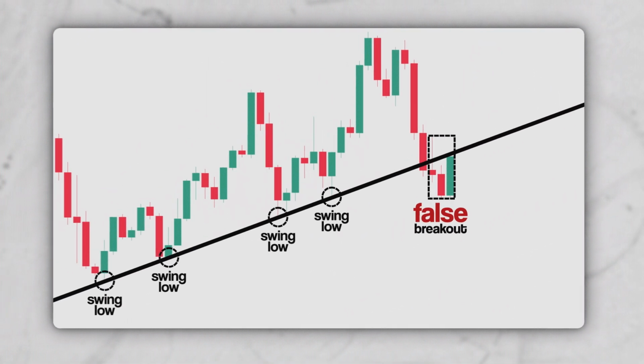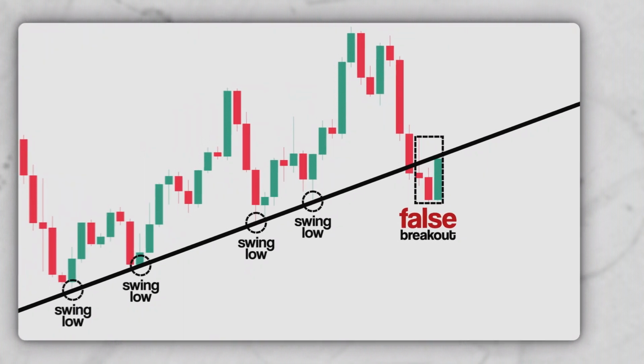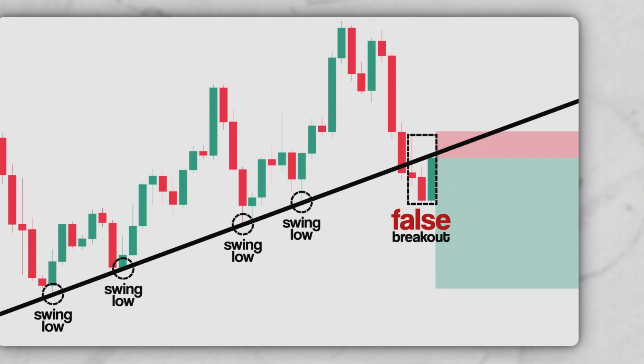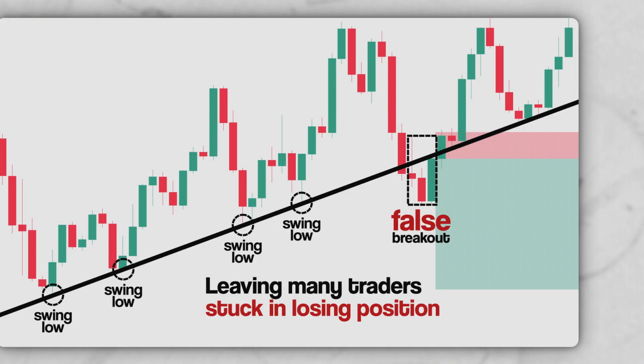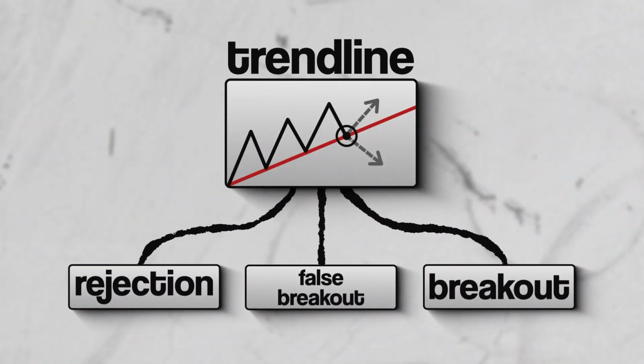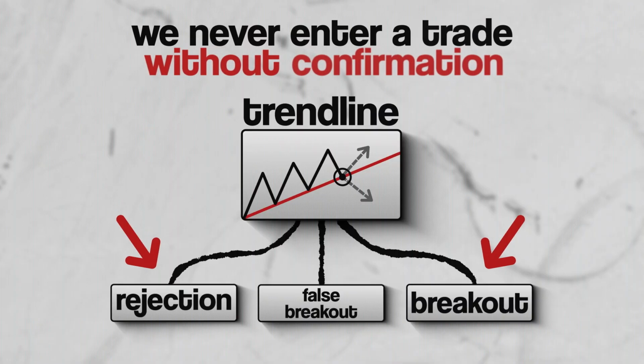These moves are designed to make traders believe that a real breakout has occurred, encouraging them to enter positions in the wrong direction. Once those trades are triggered, price reverses, leaving many traders stuck in losing positions. This is exactly why, in the first two scenarios, we never enter a trade without confirmation.